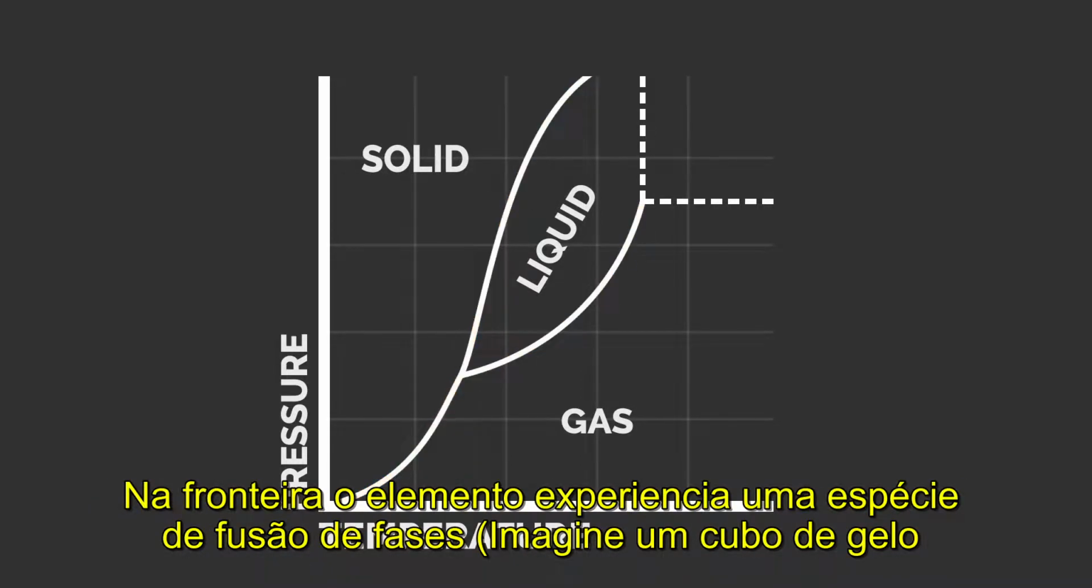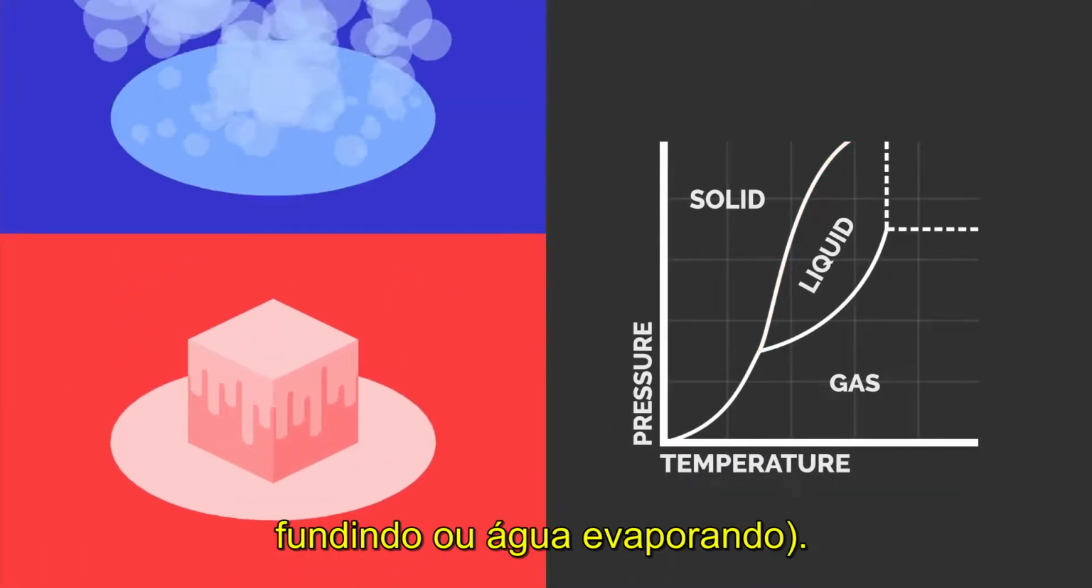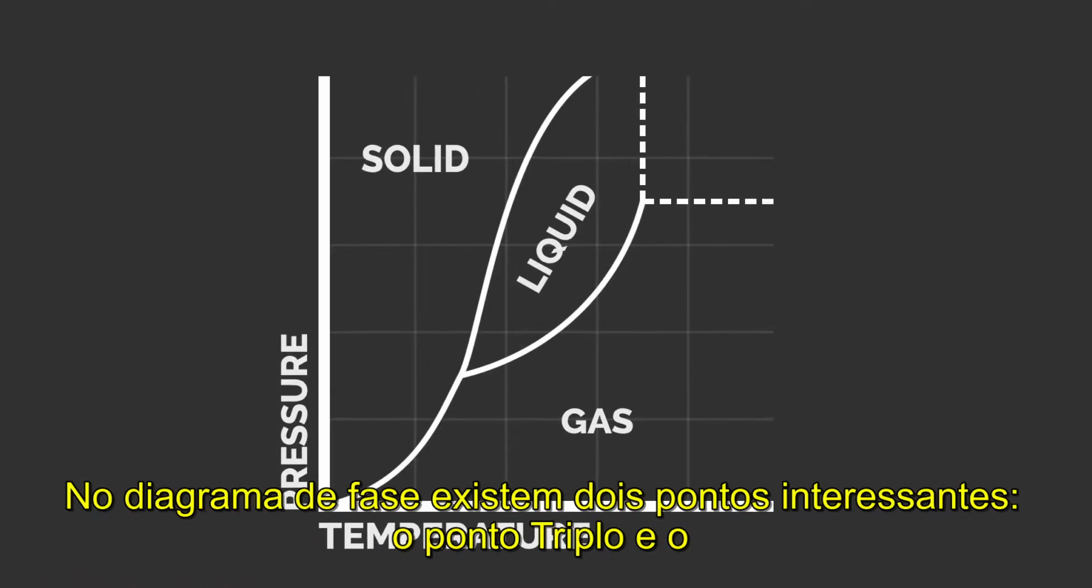At the boundary, the element experiences a fusion of the phases. Imagine an ice cube melting or water boiling. On the phase diagram, there exist two interesting points: the triple point and the critical point.